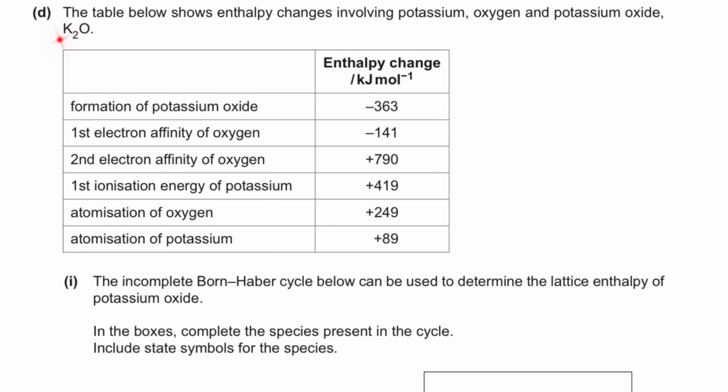So question D now. The table below shows enthalpy changes involving potassium, oxygen, and potassium oxide. So that's K2O. And so we've been given these enthalpy changes here. 1. The incomplete Born-Haber cycle below can be used to determine the lattice enthalpy of potassium oxide. In the boxes, please complete the species present in the cycle. Include state symbols for the species.